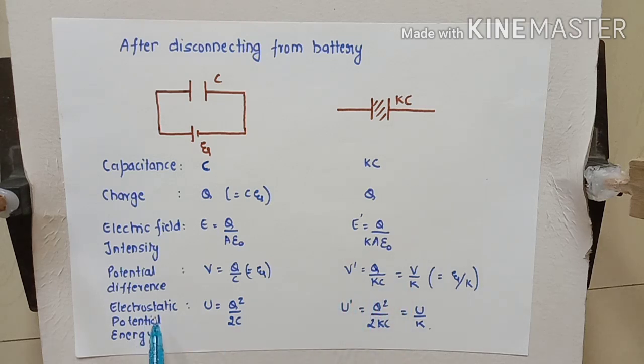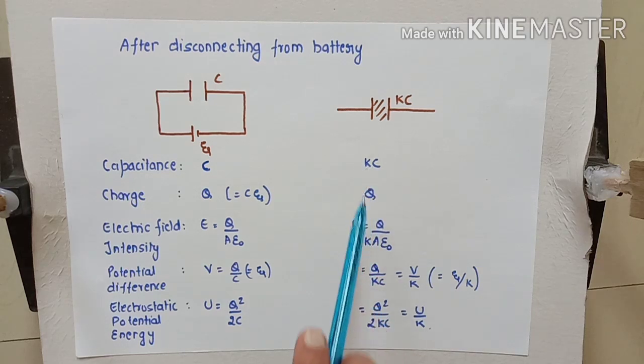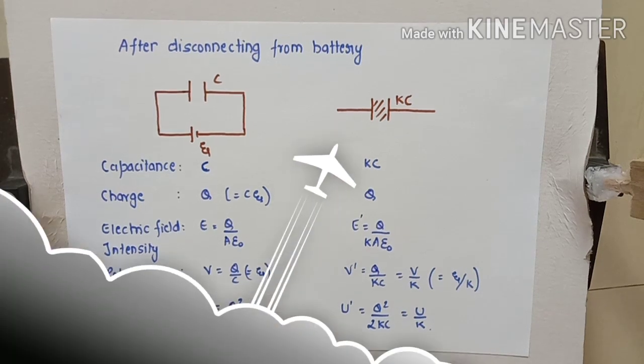Next, electrostatic potential energy. I had taken the formula Q square upon 2C. So in the next case it is Q square, as charge is remaining the same, upon K C, meaning capacitance is increased by a factor of K, so Q square upon 2KC. So the electrostatic potential energy becomes U by K. So these are the changes that occur in this situation. Thank you.